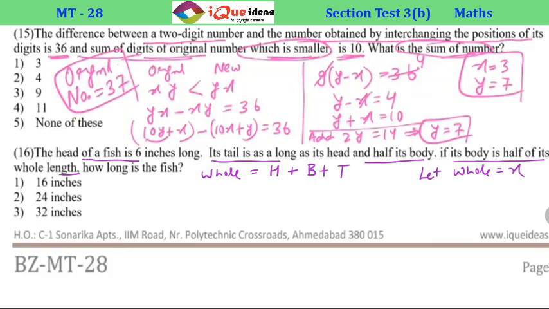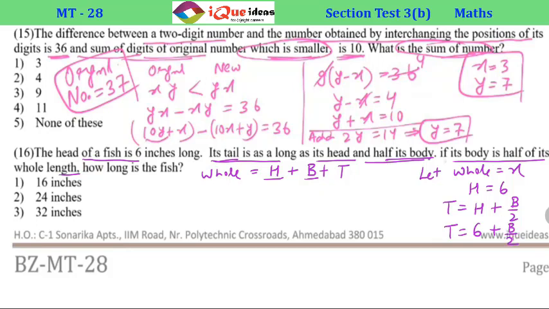Now first information, it says head is equal to 6 inches. So h is equal to 6 inches. And its tail is as long as its head and half the body. So head is h and body is b. So that means the tail is equal to, let's say, head, that is h, plus body, that is b by 2. But h is already 6. So we know that t is equal to 6 plus b by 2.